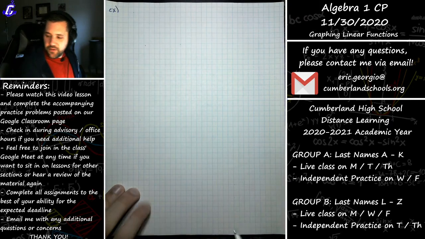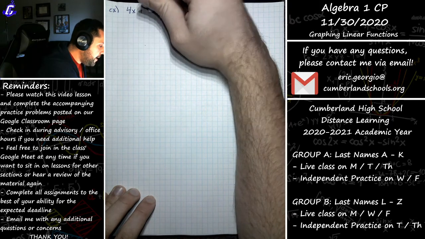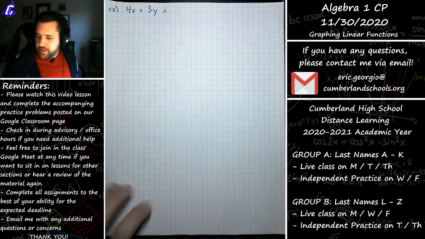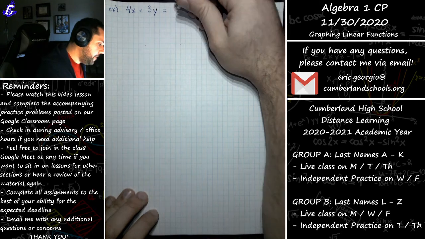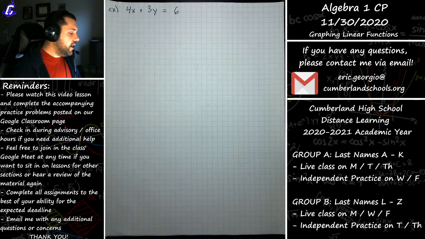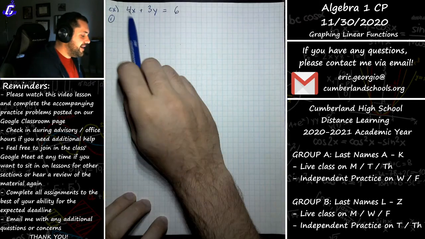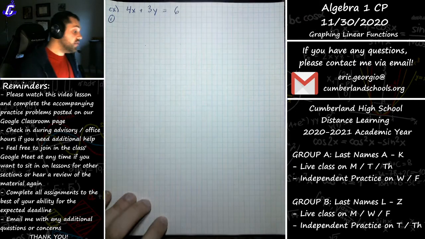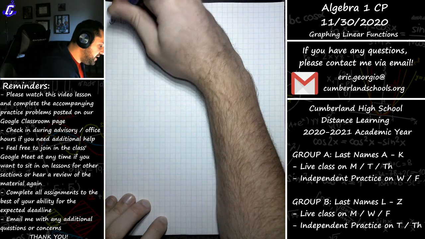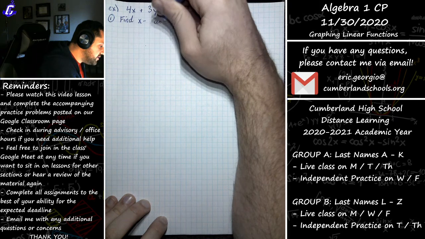Let's do 4x plus 3y is equal to 6. Great example right there, standard form graph. Again, for strategy number 1, we recognize that this is in standard form because it's ax plus by equals c. Strategy number 1 is we can find our x and y intercepts.